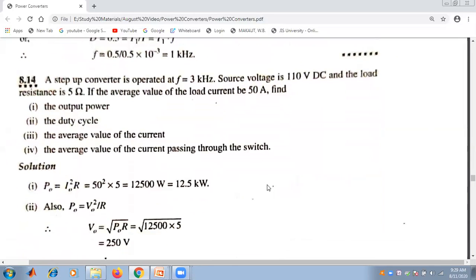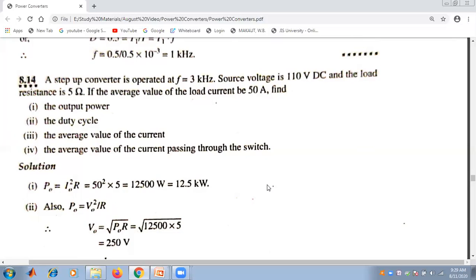Another problem that we are dealing with: a step up converter is operated at a frequency of 3 kilohertz. The source voltage is 110 volt DC, and the load resistance is 5 ohm. If the average value of the load current is 50 ampere, find the output power, the duty cycle, the average value of the input current, and the average value of the current passing through the switch.